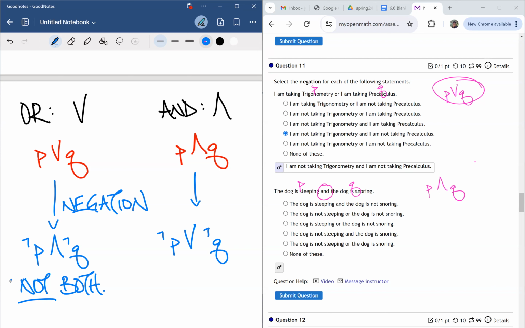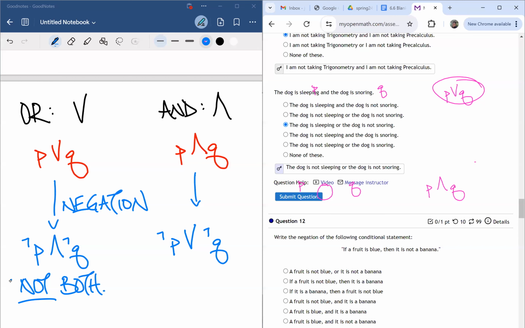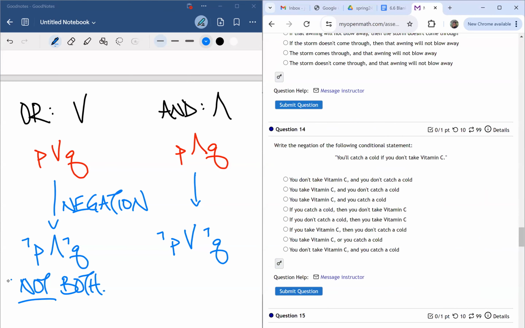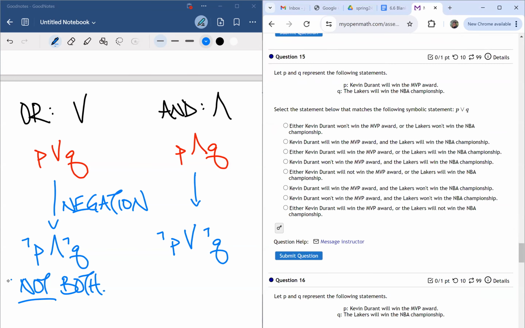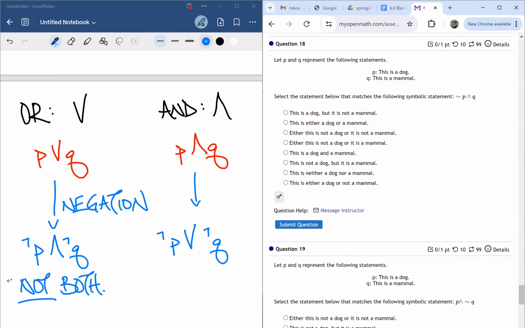All right, so let's look back at this question. We want to say that the dog is not sleeping or the dog is not snoring. That's the one that gets the negation of all the pieces. All right, let's clear out these annotations. So you've got a few more examples for all these statements, and I know they're kind of a lot, but we're really just trying to learn how to read symbols here more than anything else.